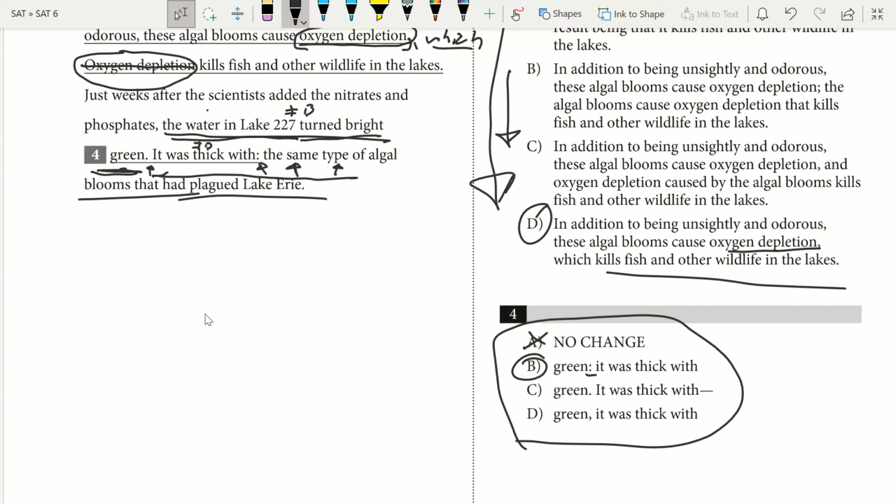And when we're explaining the idea preceding it, and we have two independent clauses, right? So we have an independent clause, a colon, an independent clause, and our second one is explaining our first one. We use a colon to separate them. So our answer there is going to be B.